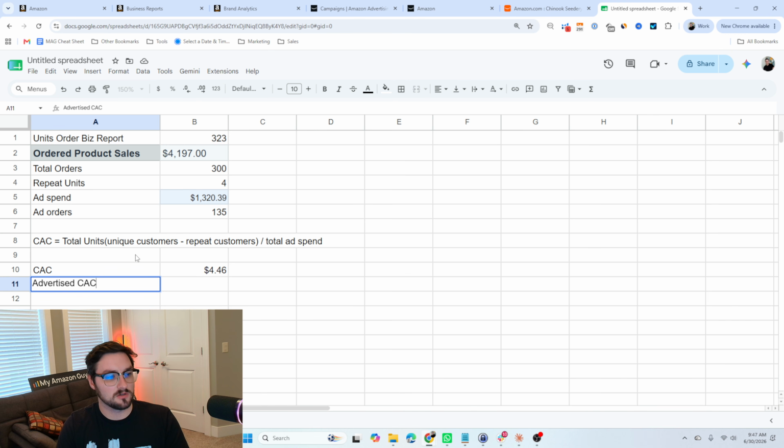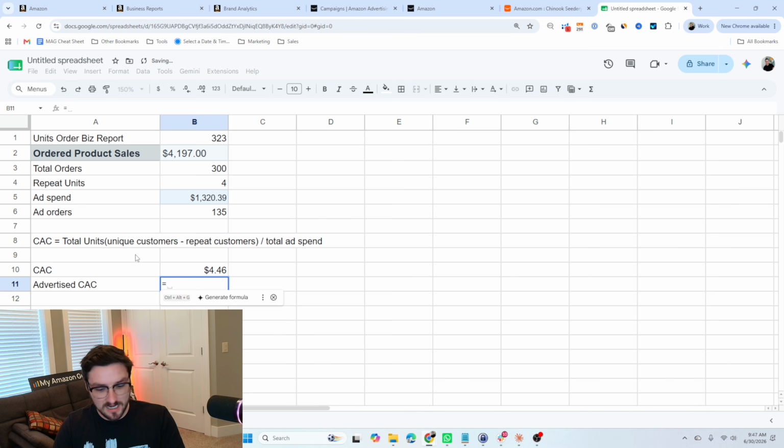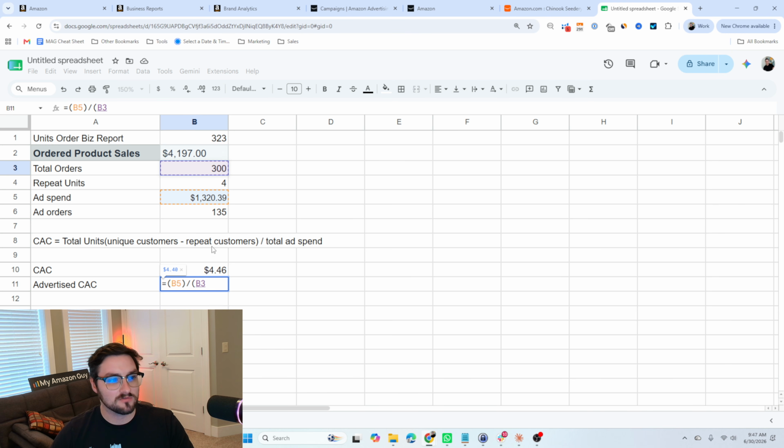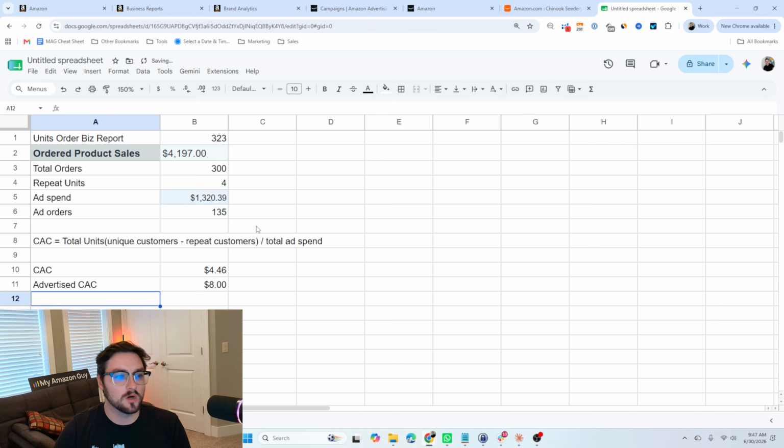advertised customer acquisition cost, and we do the same exact calculation. So we're going to take this ad spend again and divide that ad spend, and instead of just doing repeat units here, because we can assume repeat purchases probably aren't being paid for, we can do our ad orders, right? So we can take our total orders and then subtract our advertised orders. And that will give us our total advertised customer acquisition cost for ordered product sales.